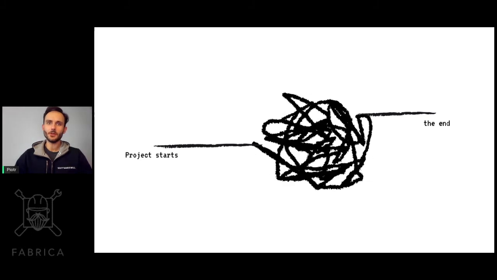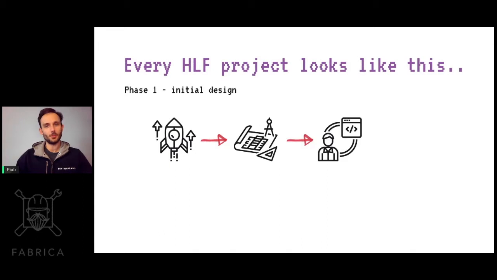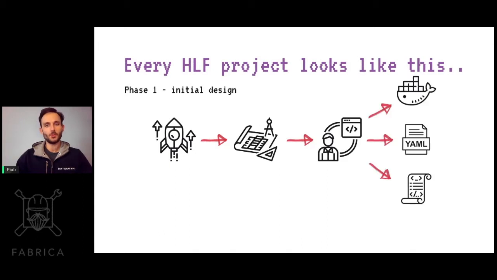Does it sound familiar? Well, a typical Fabric project starts with initial network design. You probably want something simple just to start with, to deploy your chaincode, test a little bit, and maybe demo to the clients. And that initial idea is handed to developers, who produce Docker Compose, configuration YAMLs, and bash scripts to tie everything up.